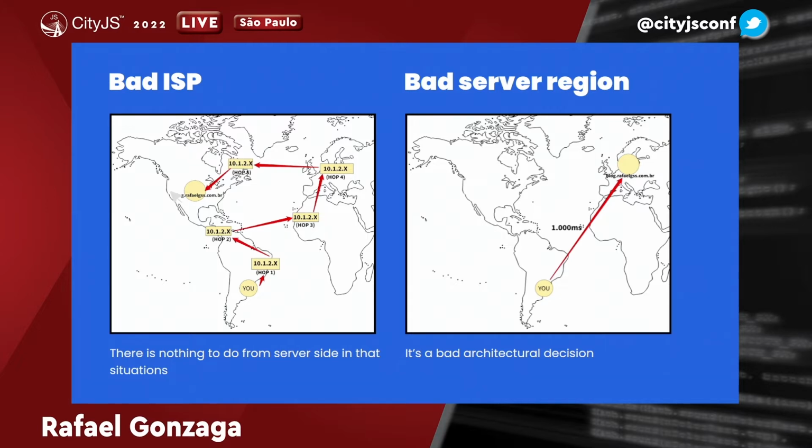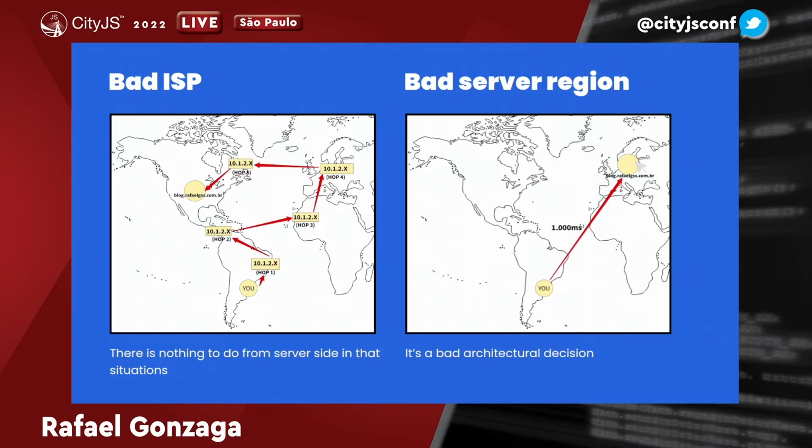Okay. But on this side, there's nothing to do from the server side. You as an engineer cannot handle that because it's the ISP from the end users. So that's expected. On the other hand, you have the bad server region. For instance, you are from Brazil and you are going to connect to my blog that is in the upside. I will not say the country because I will miss. So it will take 1 second just to reach the server. It is not good, you know.